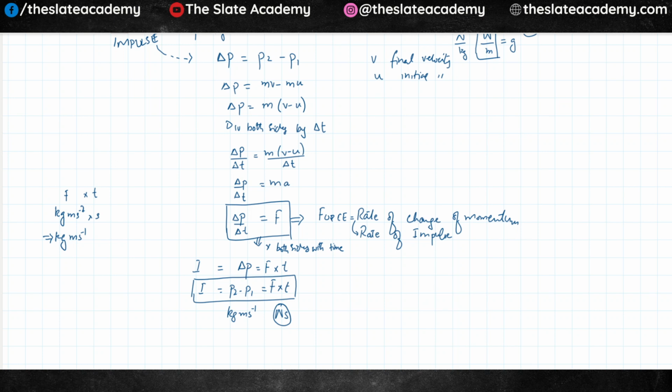The formula for impulse is, you can use both the formulas, by the way. You can use F times T, or you can use the other one, P2 minus P1. Understood, sir? Any confusion about it?